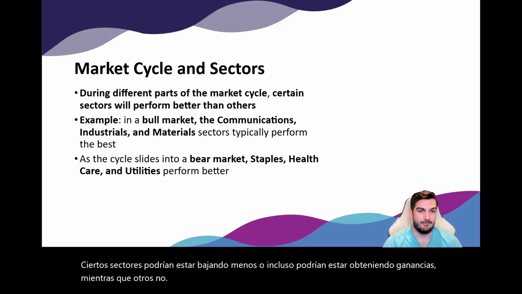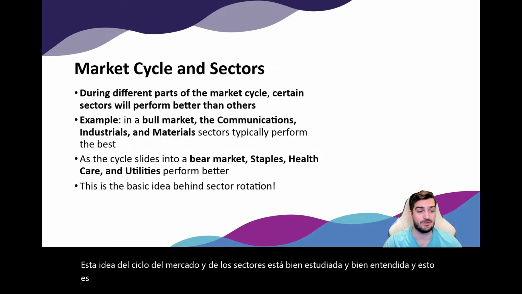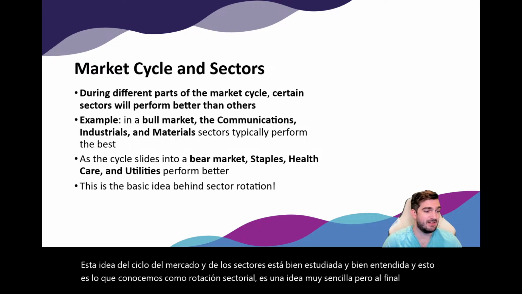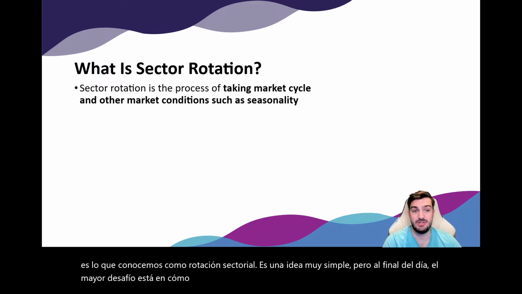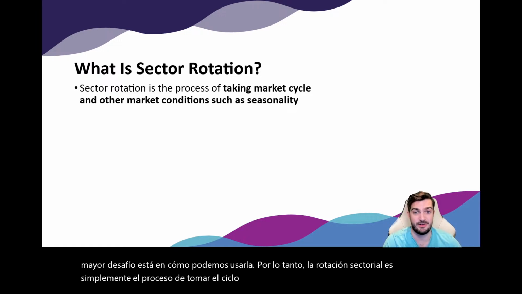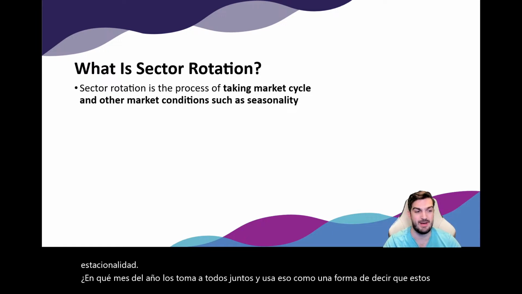This idea of market cycle and sectors is well studied and well understood. And this is what we know as sector rotation. It is a very simple idea, but at the end of the day, the biggest challenge is in how we can use it. So sector rotation is simply the process of taking the market cycle and some other things such as seasonality, aka what month out of the year is it, sticking them all together and using that as a way of saying, these are the sectors that should be doing the best right now.